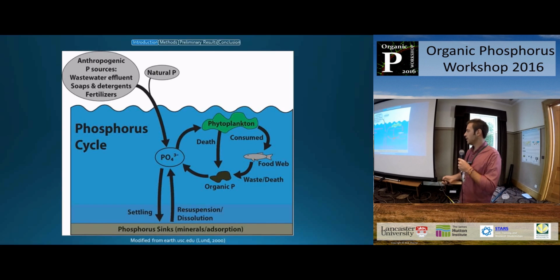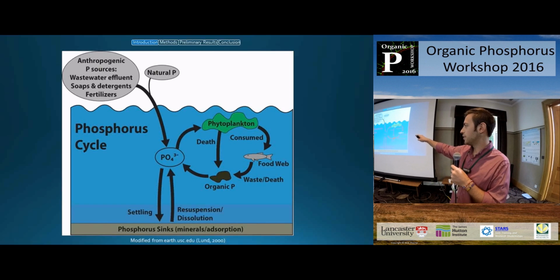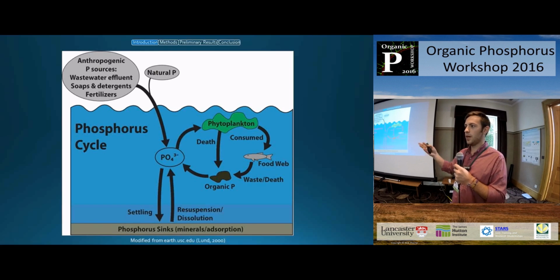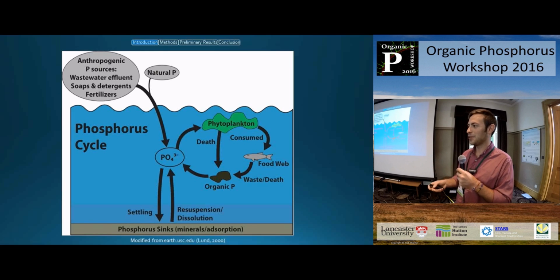I'm mostly interested in the phosphorus that's settling into the sediment and possibly being resuspended during these wind events or if a boat propeller goes by. Some people do boat in the lake, but not very many.